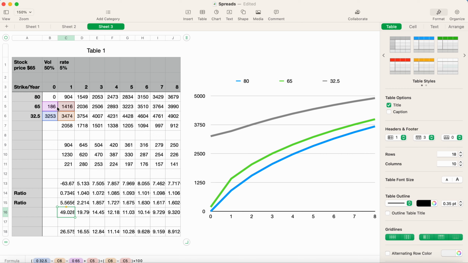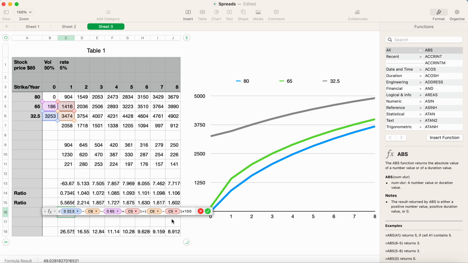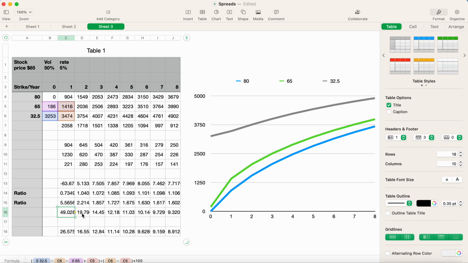Then after 1 year, that call that you sold is going to lose a lot of value. It's going to be trading at about $186. And the call option that you purchased is going to have lost just a little bit of money. It's going to be trading at $32.53. So if we look at this change over this change, and compare it to the initial capital that we put in, we are looking at about a 49% return.